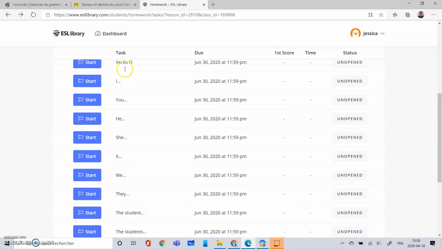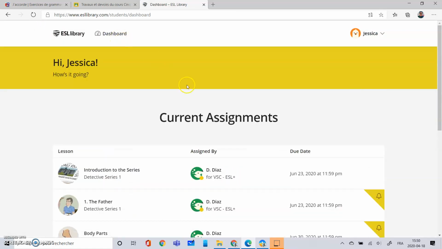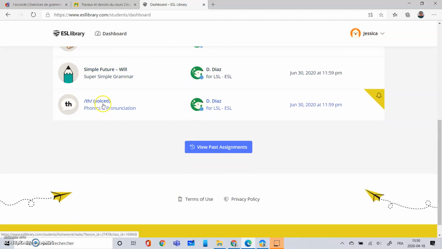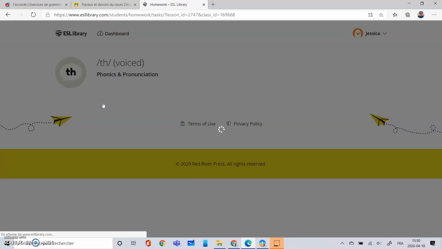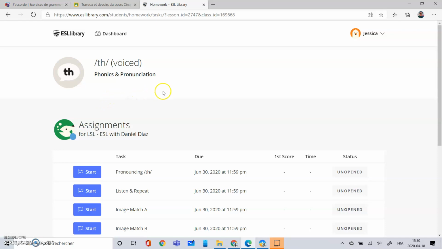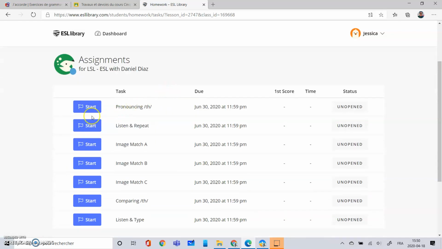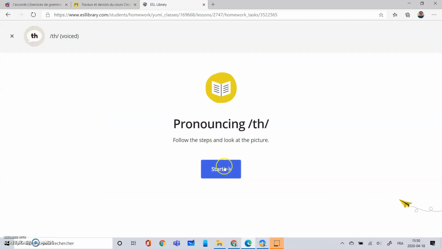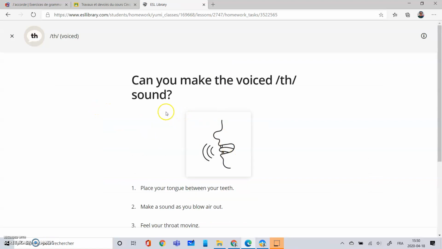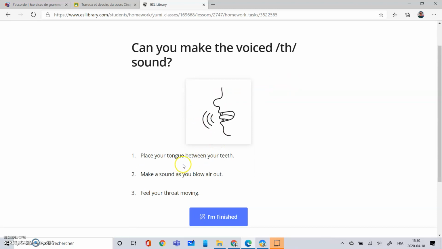For the second assignment, if I go back to my dashboard, you will have a second one about the TH. So the TH is for you to pronounce correctly the TH. So if I start my activity, it will tell you, can you make the voice TH sound? It tells you exactly how to pronounce the TH.